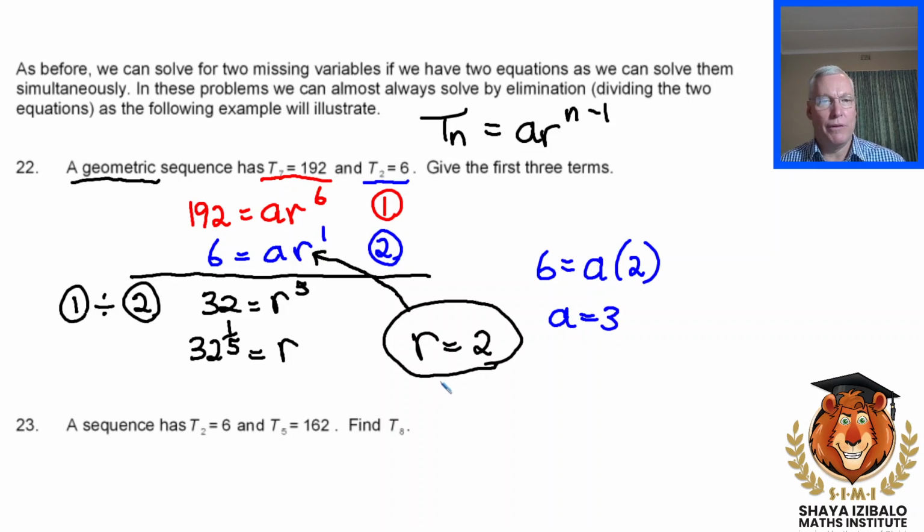We're still not finished because they want the first 3 terms. The first 3 terms are very straightforward. The first is going to be 3. The next one's going to be 3 times 2, which is 6. And the next one's going to be 6 times 2, which is 12. Okay, we're going to stop there.